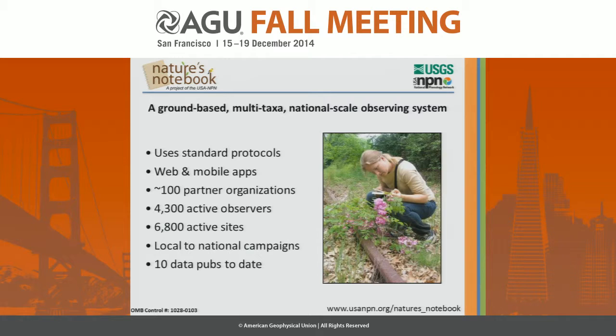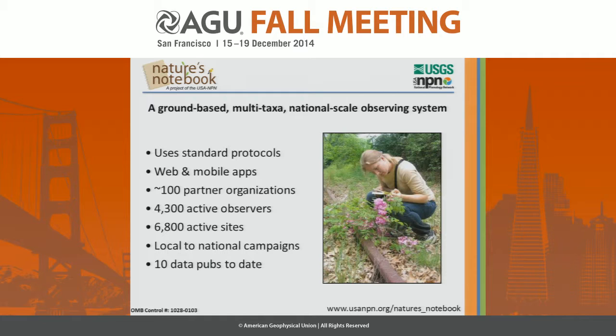So going up to the next tier, data input, output, you have to have an interface for people to be able to participate in that. We call it Nature's Notebook. It's a ground-based or in-situ multi-taxa national scale observing system, uses those standard protocols. We have web and mobile apps and the different platforms. We have about 100 partner organizations that are actually collecting phenological information using our protocols and using Nature's Notebook and adding data into the database.